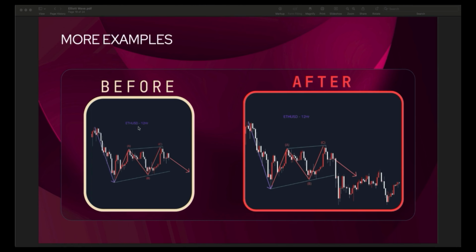So let's just say you're on Ethereum on the 12-hour time frame, and you notice price shoots down fairly aggressively and it starts moving to the sides, right? You can automatically assume that this is some kind of impulsive move.